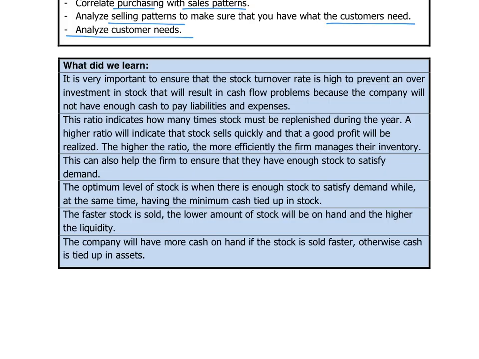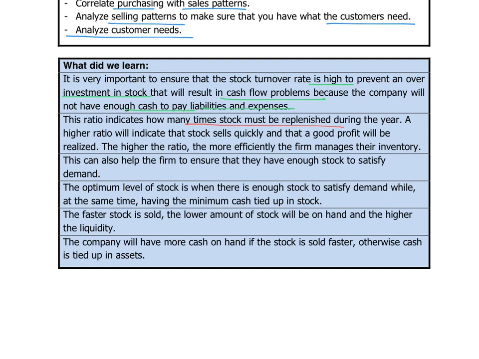What did we learn? It is very important to ensure that the stock turnover rate is high to prevent an overinvestment in stock, so that you don't have too much money invested in the stock. That will result in cash flow problems, because you first have to sell the stock before you can get cash for it. And if you don't sell the stock, you will not have enough cash to pay the liabilities and expenses. The ratio indicates how many times stock is replenished during the year.